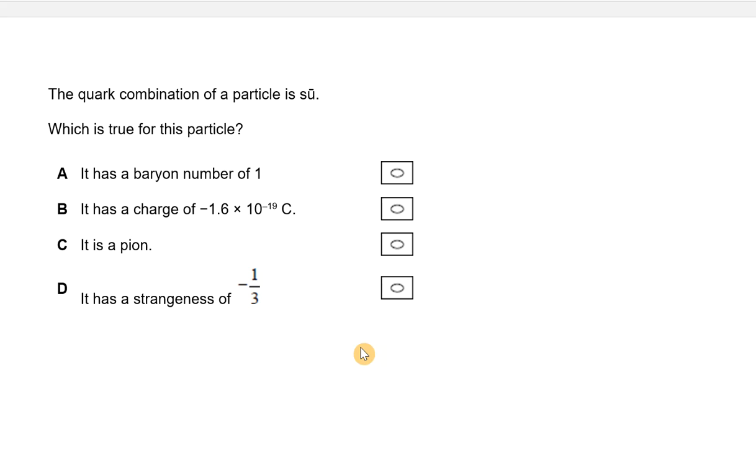Hello, here's another AQA A-level multi-choice question on the topic of particles. If you want to try to answer this question yourself, pause the video now. If you got the answer B, well done. If you didn't, here's my explanation.